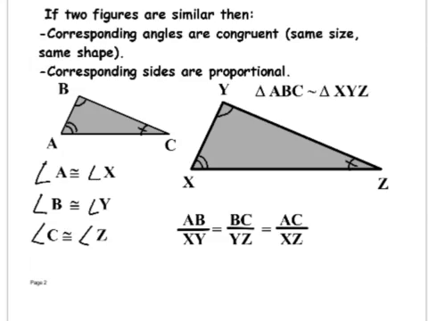Okay. The other part of two figures being similar means their corresponding sides are proportional. They don't have to be the same length. They just have to be proportional to each other. As you can see, AB is proportional to XY, which is proportional to BC over YZ, and AC is proportional to XZ. So they write this as triangle ABC is similar to triangle XYZ. Okay?